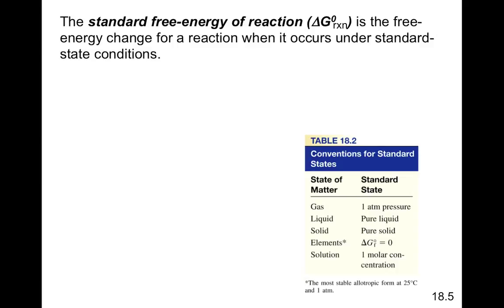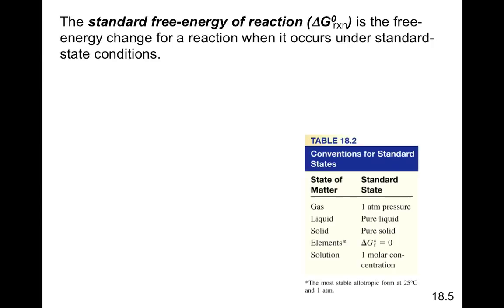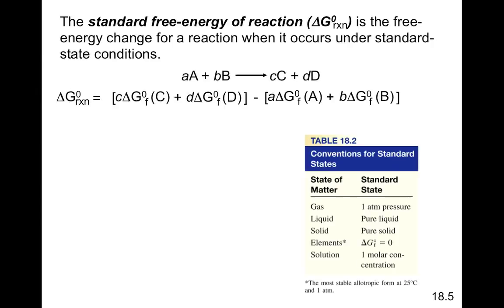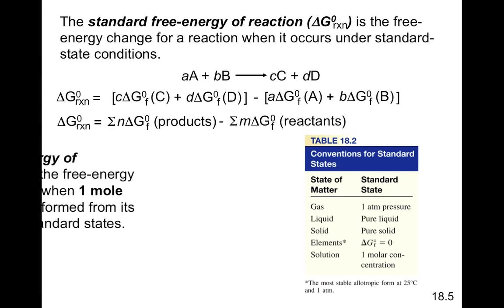So delta G naught of a reaction is standard free energy of a reaction. It's the energy change for a reaction if it occurs under standard state conditions. And that's pretty much just what we're using for our calculations. And so we do this the same way, products minus reactants, where the coefficients of each individual chemical are used, multiplied by the value for delta G naught, because delta G naught is kilojoules per mole. So then here's the equation you're more familiar with, which is the moles times the delta G of all of our products minus the moles of all the delta G of our reactants.